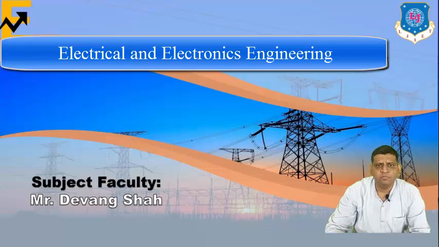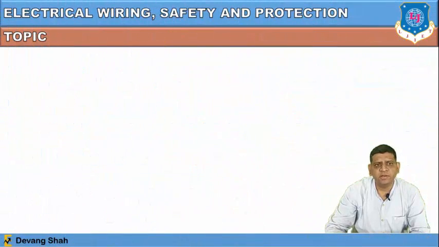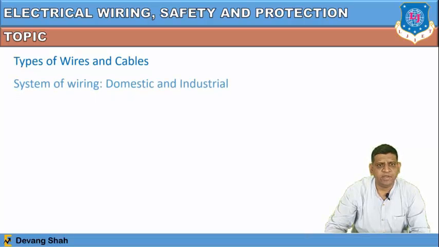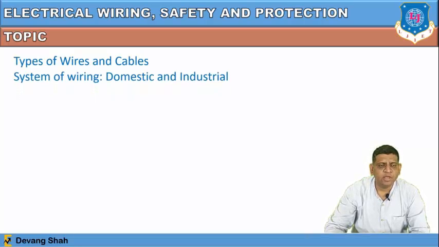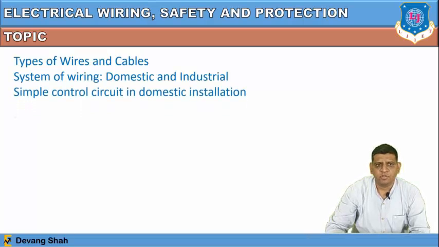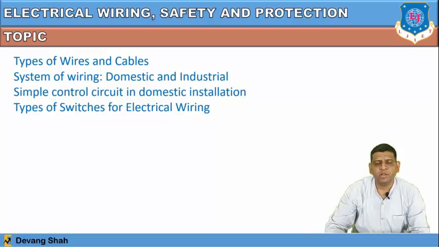Today we are going to discuss a topic related to wires and cables. As such, we have been discussing the subject called basic electrical engineering. If we start with some of the topics related to electrical wiring, safety and protections, we are going to discuss the types of wires and cables, then systems of wiring, where we are going to discuss domestic and industrial wiring, then simple control circuits in domestic installation, and types of switches for electrical wiring.